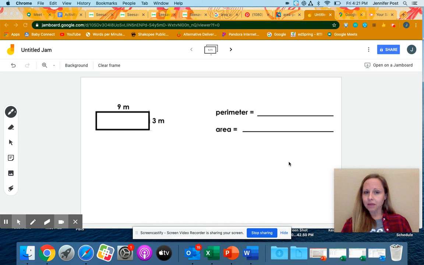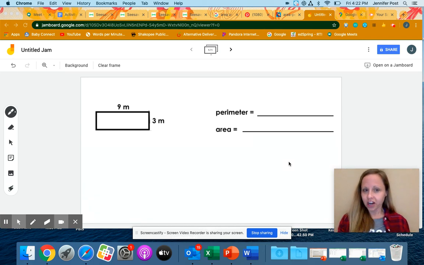For those of you in Mrs. Post's class, we came up with some hand motions to help us remember the difference between perimeter and area. And so we remember that the perimeter is the distance around the shape. Let me do that again. The distance around the shape. So we say perimeter. We know the area is the space that takes up the middle. So we say area, perimeter, area.